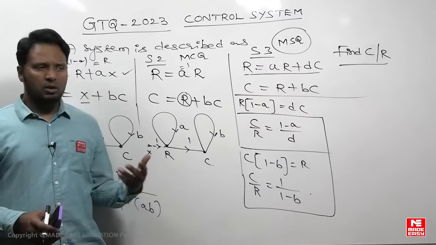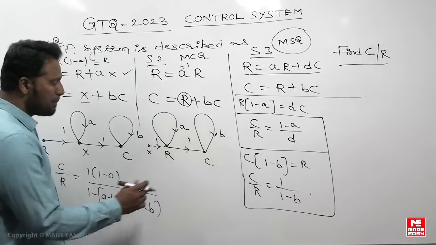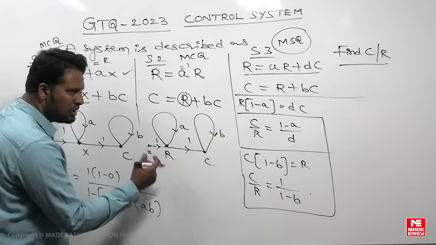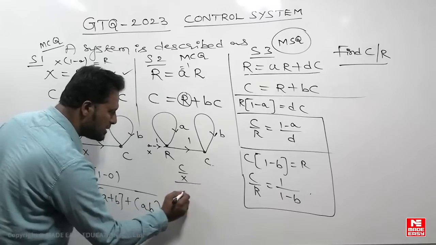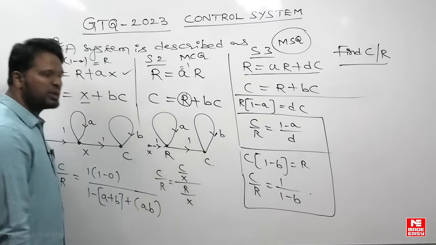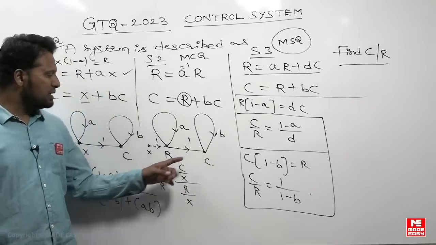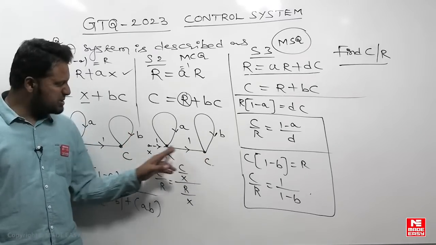Sir, why are you calling it X? If you don't like it, you can call it Y or Z or Alpha or Beta or Gamma. Call it anything. What do we need to find? C by R. What I do is find this as C by X divided by R by X. So the C by R that we find here, we find as C by X by R by X.